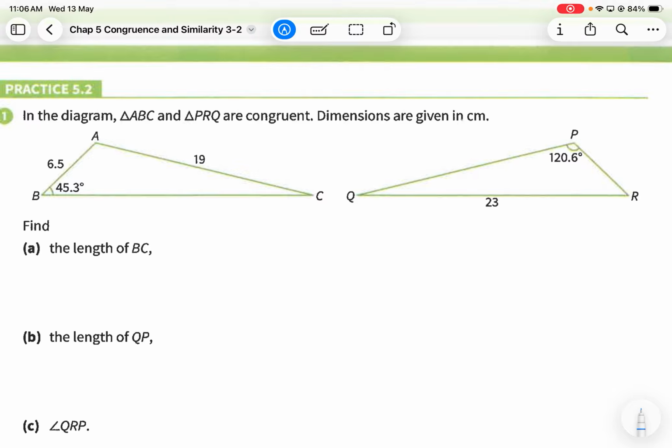BC, second and third letter. So it corresponds to RQ. BC is the same as RQ. Congruent, same size also. Okay? So BC is the same as RQ, it's the same as 23. QP, third to first letter. So QP is the same as CA. What is CA? CA is 19.